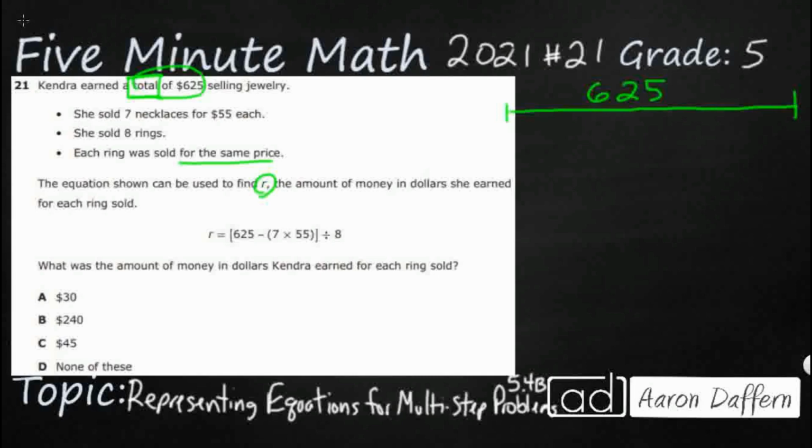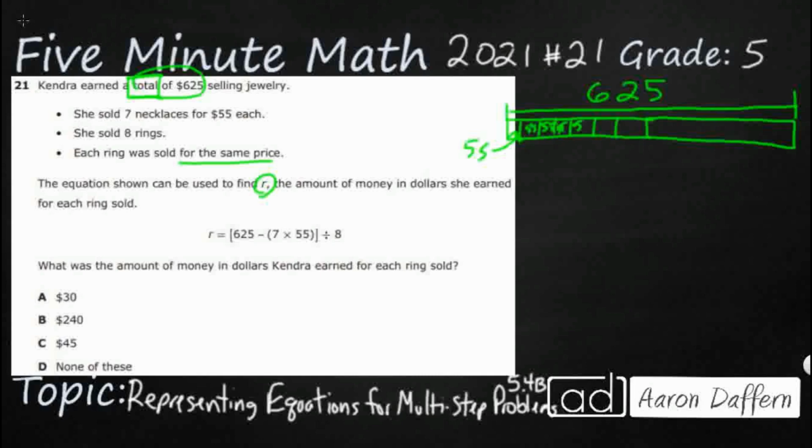Now we've got 7 necklaces and 8 rings. So I'm going to just cut that in half. I know that it's not exactly half, but that's going to be close enough. So here are my 7 necklaces, and I'm just going to pretend that they're even. Let's say they're $55 each. So each of these are going to be 55 all the way down. 55, 55. And then after that, she's going to sell some rings.